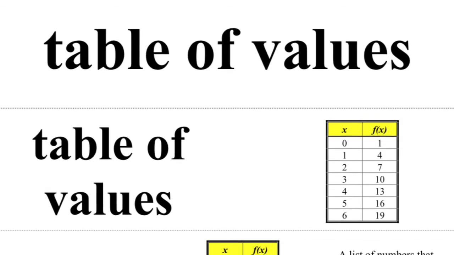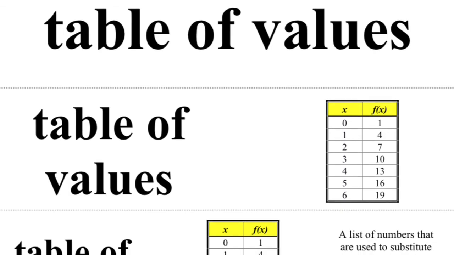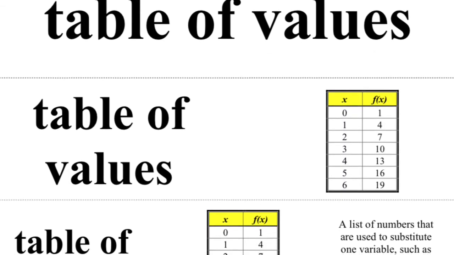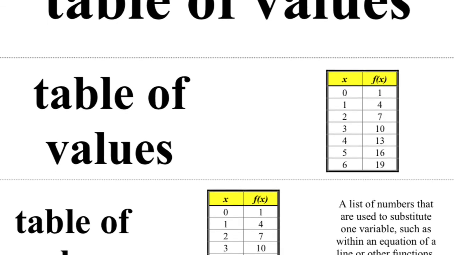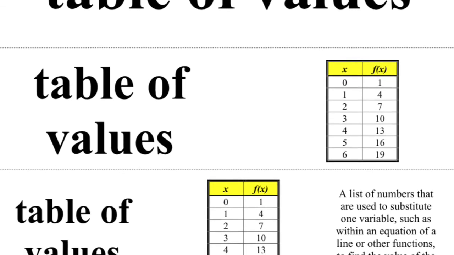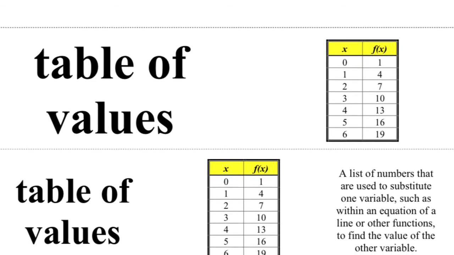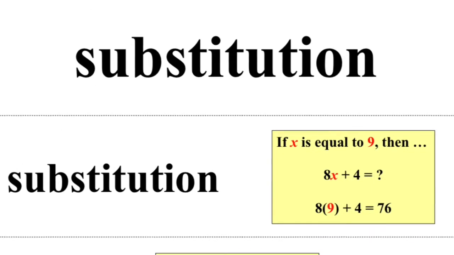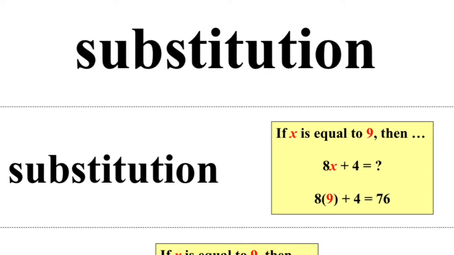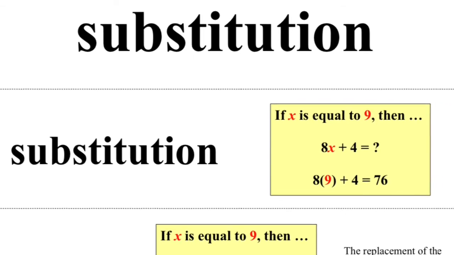A table of values is exactly what it sounds like. Many times the table of values is going to be x's on the left and y's on the right, and usually you use it to find a slope or to see if that table of values is linear. Substitution is when you take a variable and replace it with a number and then evaluate.